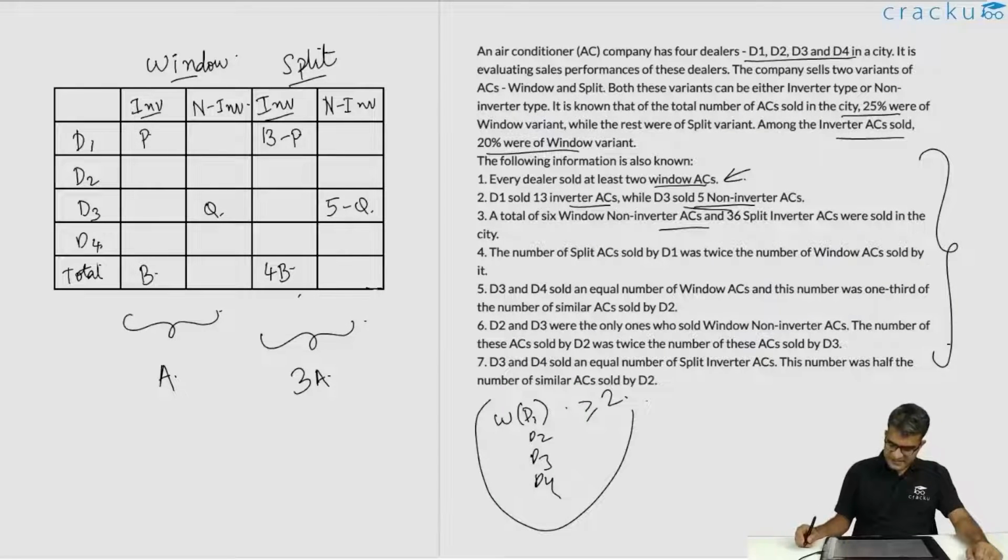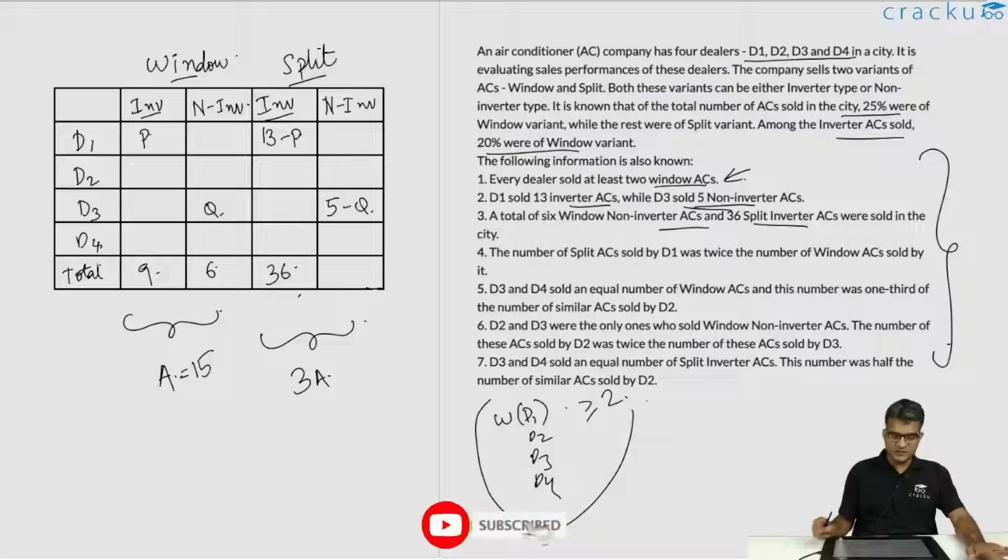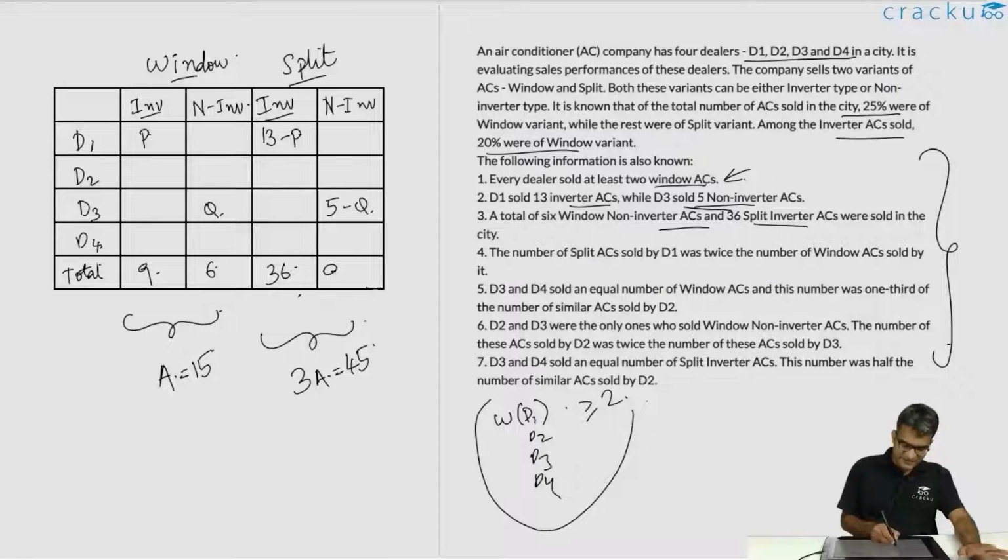A total of 6 window non-inverter AC, okay, this is 6, and 36 split inverter AC. So this is 36. So if 4B is equal to 36, the value of B will be equal to 9. So the total number of window ACs that are sold is 9 plus 6, which is 15. Therefore, the total number of split AC sold will be 3A, which is 45. This would imply that the total number of non-inverter split ACs will be 9, which is 45 minus 36.